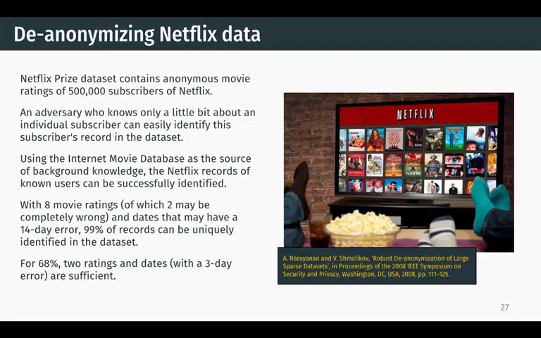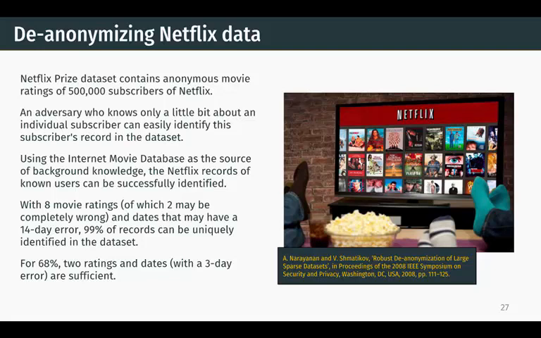And what researchers found out is that an adversary who knows only a little bit about an individual subscriber can easily identify this subscriber's record in the dataset. So using the publicly available Internet Movie Database as a source of background knowledge, the Netflix records, which are anonymized, can be used to identify users successfully.